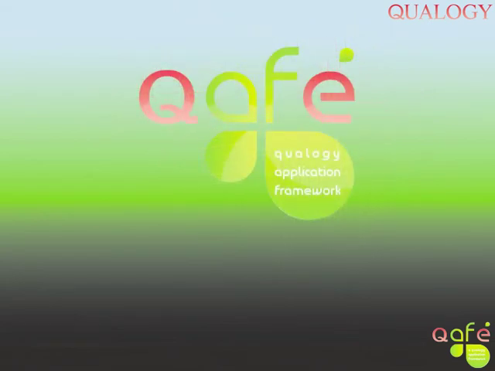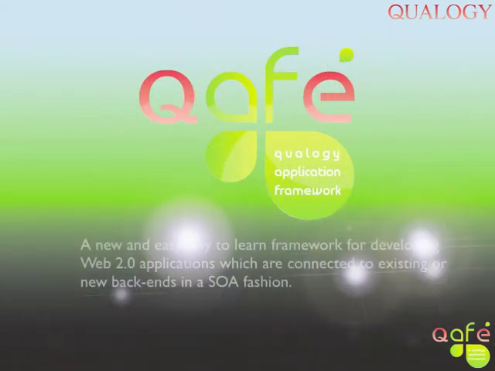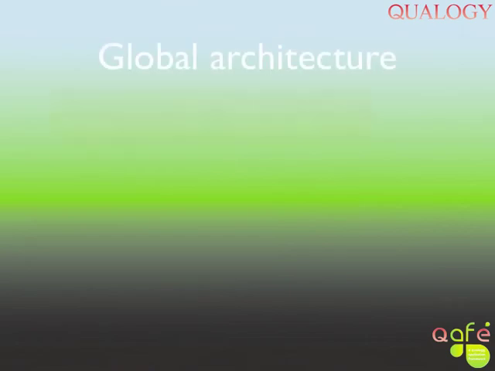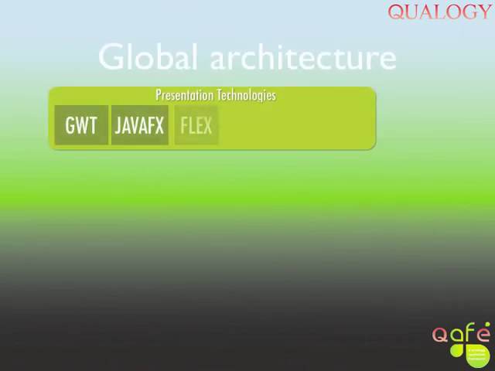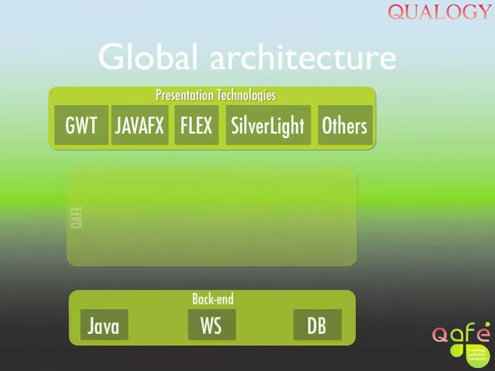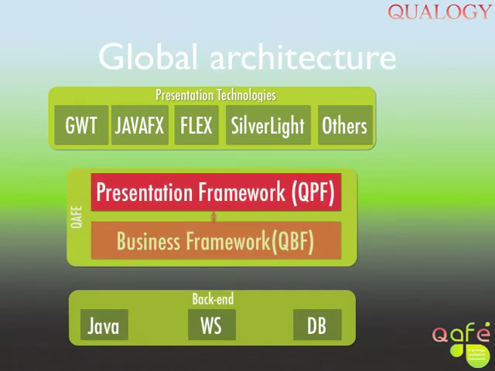The QAFE framework enables application development based on Web 2.0 while supporting existing or new backends developed in SOA. Let's have a conceptual overview. Consider you have the presentation layer built based on a Web 2.0 technology and your backend implemented in SOA, Java, or web service or a database resource, and so on. QAFE enables easy interaction between these.